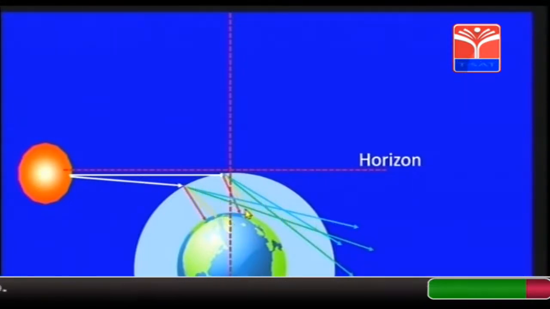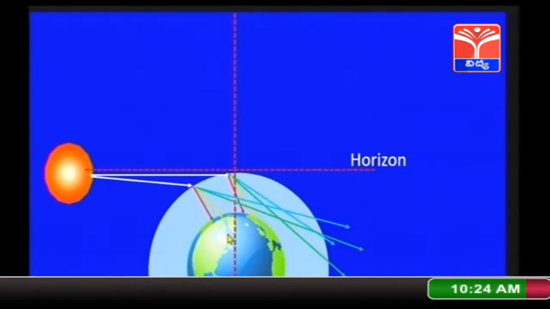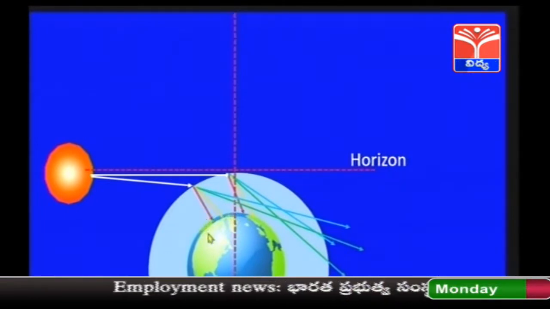They are also scattered, but they do not reach our eye. They escape from the atmosphere. Due to this reason, we are not able to see those colors. We are only able to see the range of red and orange. That's why the sun appears red.